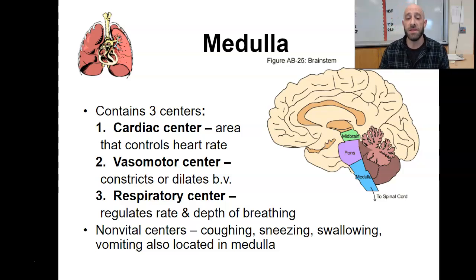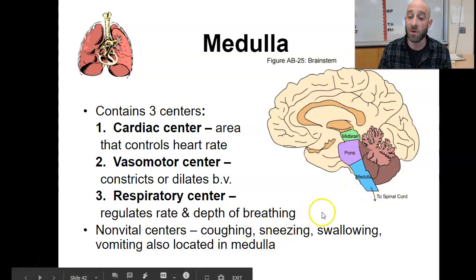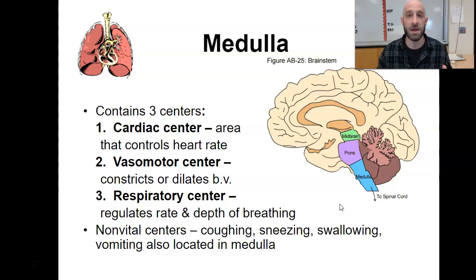And then finally, the non-vital section of the medulla. This part of the brain also controls things like coughing, sneezing, swallowing, and vomiting. Yeah, it's kind of gross, but those are things you can't control. They just happen, and this is what causes them to happen. If you were to breathe in something like dust, this would trigger your medulla to cause you to sneeze, and then you would get rid of it.